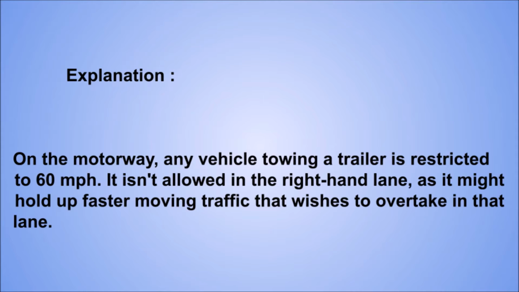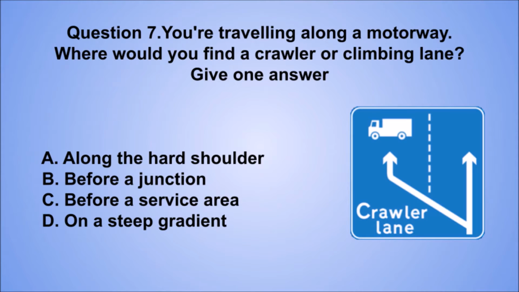Explanation: on the motorway, any vehicle towing a trailer is restricted to 60 miles per hour. It isn't allowed in the right-hand lane, as it might hold up faster moving traffic that wishes to overtake in that lane.